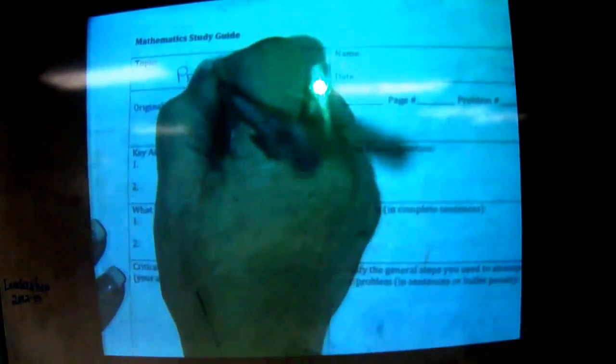Okay, we're going to introduce the Mathematics Study Guide. This is something that we're going to start using from time to time. Actually, we're going to use it every day there's assignments. All right? The topic we are working on today is what? Proportions. So we're going to all write together: proportions.